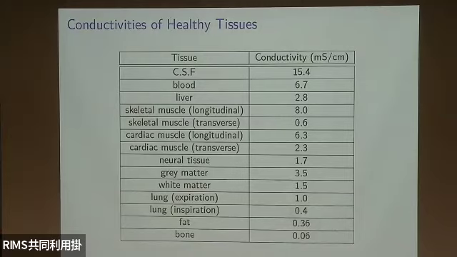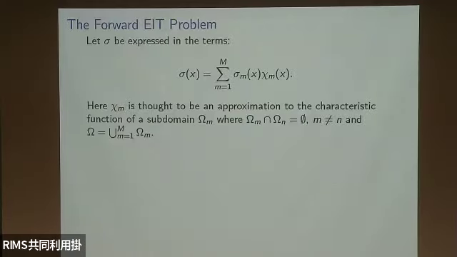In order to do this, we have to make some assumptions. One of the assumptions we can use, if we apply this in medical image reconstruction of the body, is that the conductivities of healthy tissues show great contrast. For example, the conductivity of lung is around 1, and blood is around 6.7. So in a domain omega, those that are closest to 6.7 you can classify as blood, and those close to 1 are classified as lung.